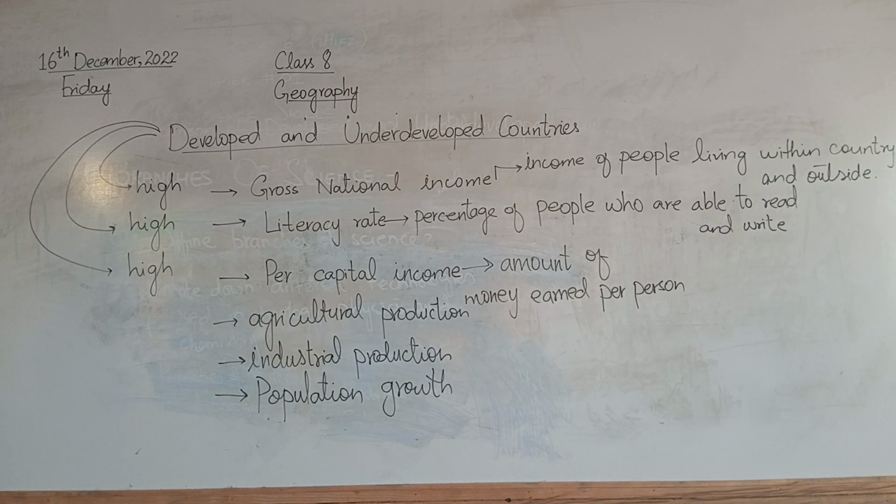Now students, we will discuss some geographical facts that can promote development. We have talked about developed countries and underdeveloped countries. We have discussed gross national income, literacy rate, per capita income, agricultural production, industrial production, and population growth. But how are these things helpful to developed countries, and why are underdeveloped countries not having these things and lacking in literacy rate and per capita income and all the other factors? So now let's discuss the facts that can promote development in underdeveloped countries.